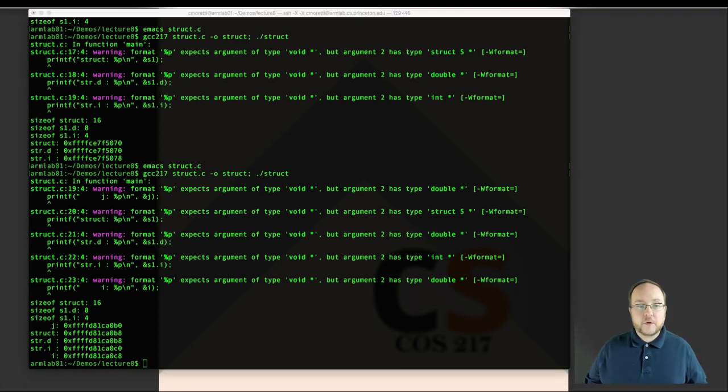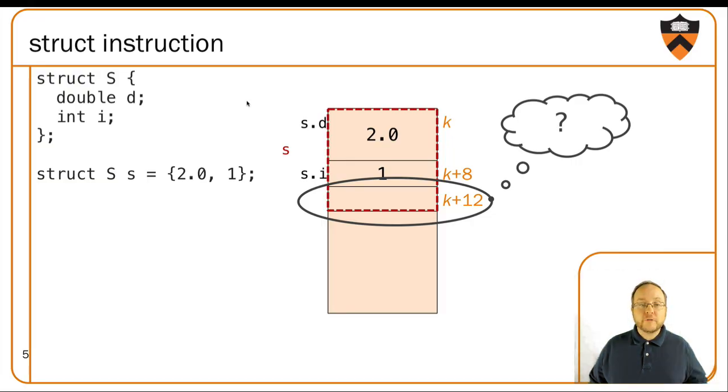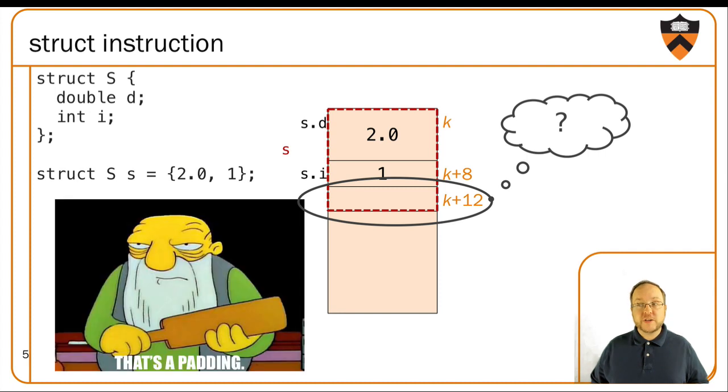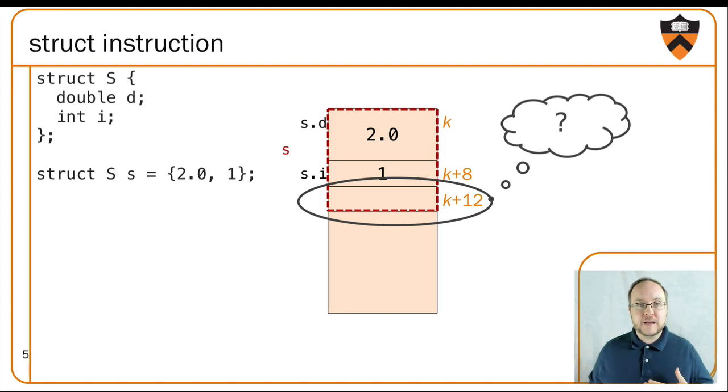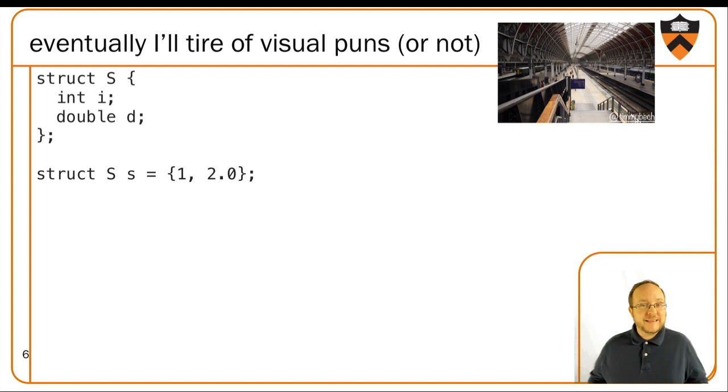So let's come back to the PowerPoint. All right. So depending on the compiler's choices about padding, we might have this extra space. In this program on ARMLab, we do. You might have noticed that the structure is the double and then the int. And I didn't think to ask, does ordering matter? So let's go back to the program and swap some variables.